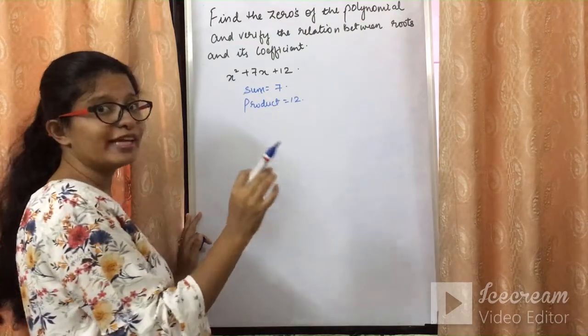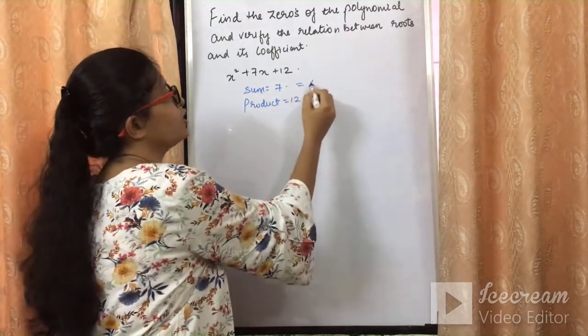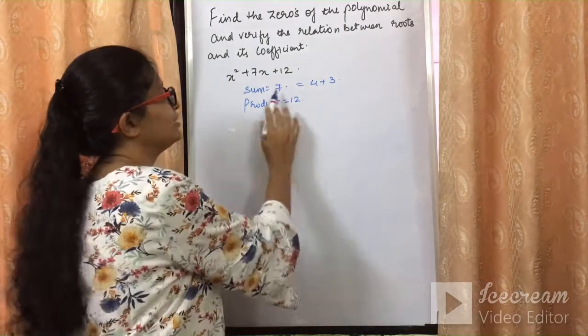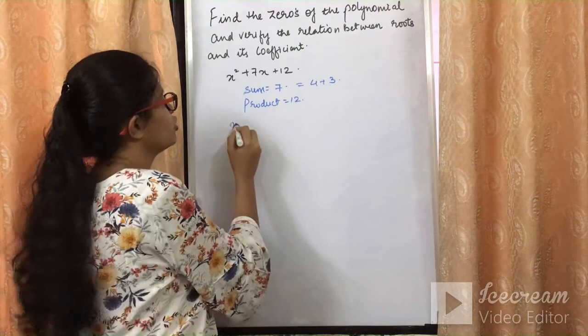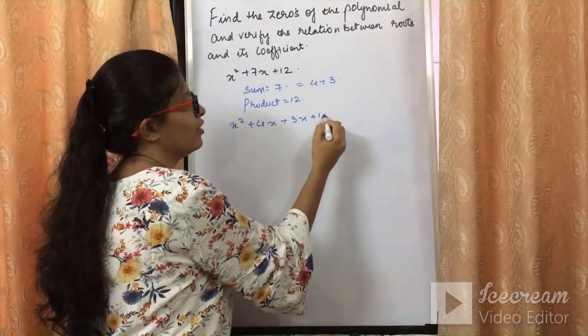So what I need to do is I need to split 7 such that my product should be 12. So I split 7 as 4 plus 3, my product will be 4 into 3 will be 12 and 4 plus 3 will give me 7. So I can split 7x as 4x plus 3x. So let's have a look over here. x square plus 4x plus 3x plus 12.